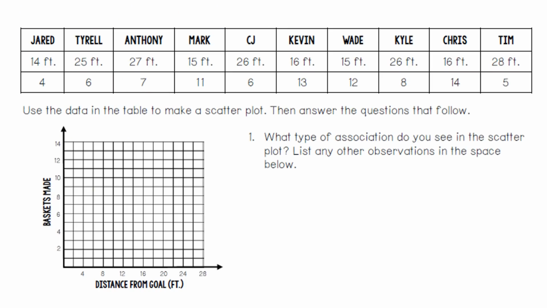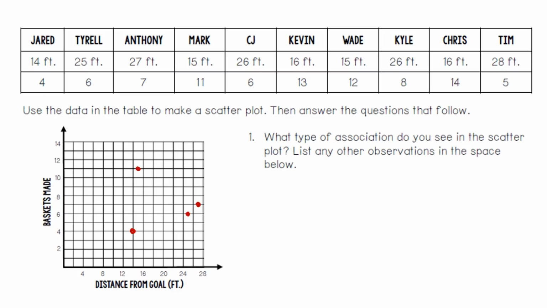For this problem, we're going to use the data in the table to make a scatter plot, and then we're going to answer the questions that follow. So we first need to plot the points. Jared, we're going to go over to 14 and up to 4 and put a point. For Tyrell, we're going to go over to 25 and up to 6 and put a point. For Anthony, we're going to go over to 27 and up to 7 and put a point. For Mark, we're going to go over to 15 and up to 11 and put a point.